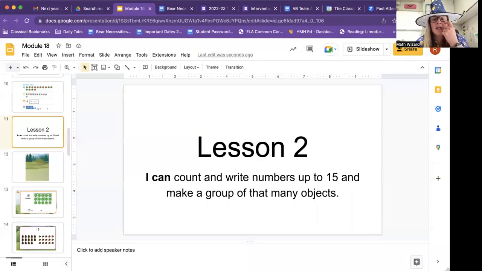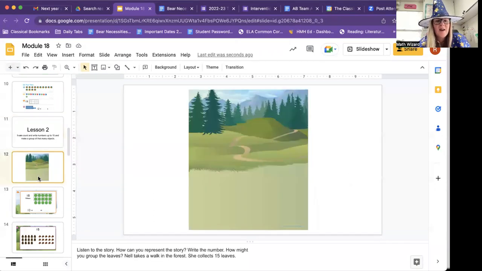Yesterday, we did the numbers 11, 12, 13, and 14. Today, I can count and write numbers up to 15 and make a group of that many objects. All right, let's get started. Listen to the story. How can you represent the story? Write the number. How might you group the leaves?